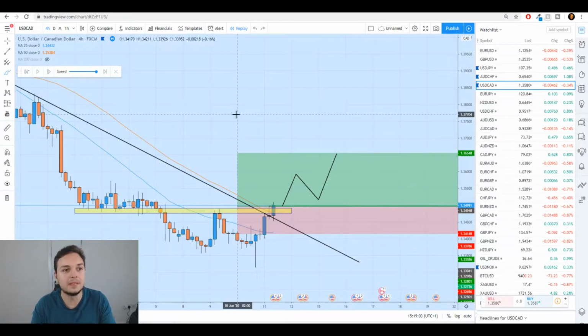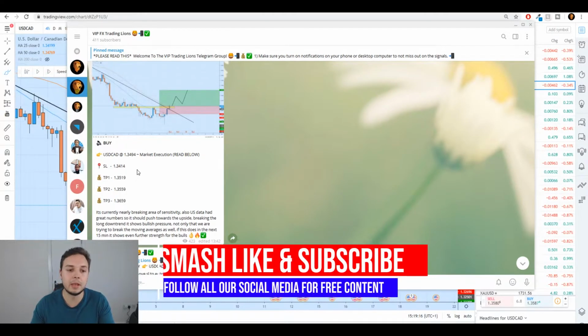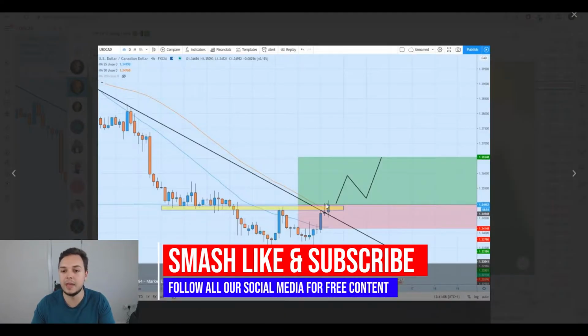Right, today we're going to discuss USD CAD, how we managed to profit a lot of money on this currency trade. We actually used this trade on our VIP trading signals group, as you can see over here: buy USD CAD with stop loss, take profit levels and exact entries. As you can see over here, this was the trade that I sent.